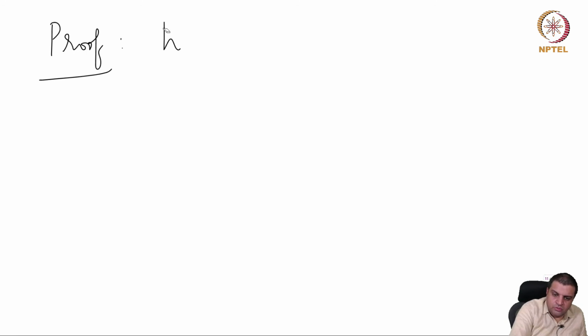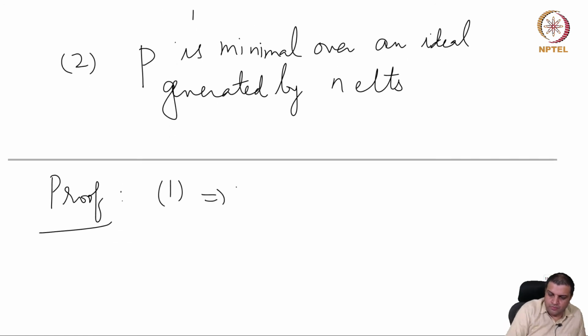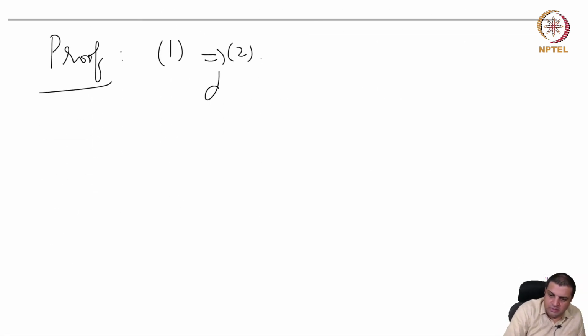So assume 1 implies 2. 1 says that height of P is less than or equal to n. So this means that dimension of R localized at P is less than or equal to 1.